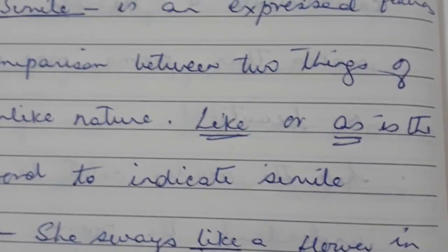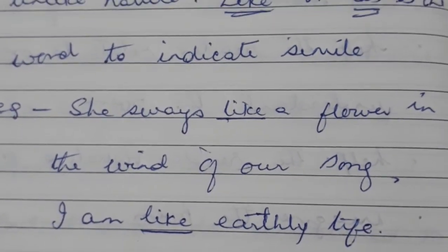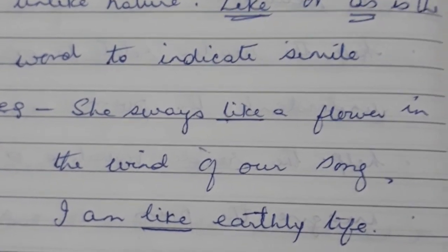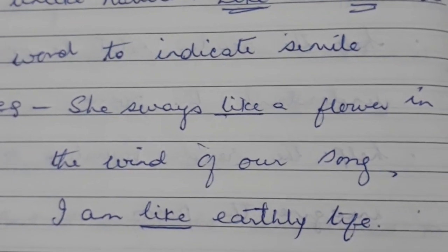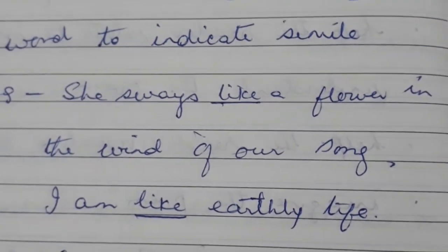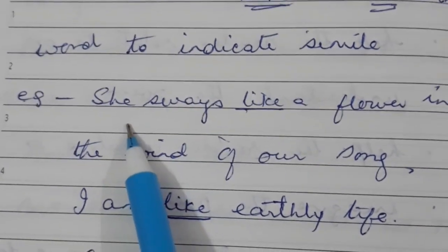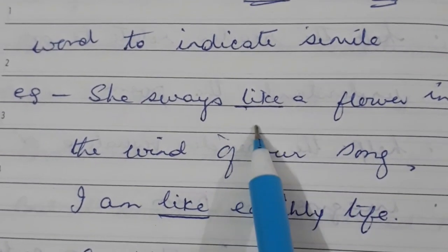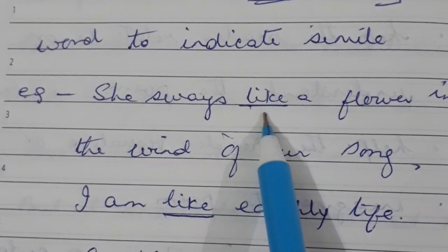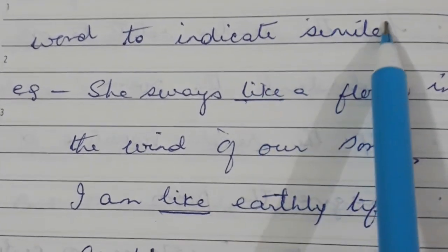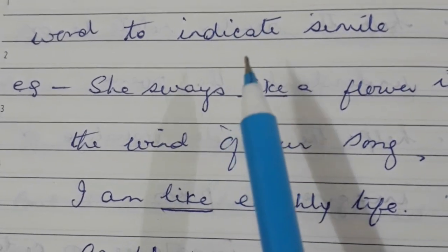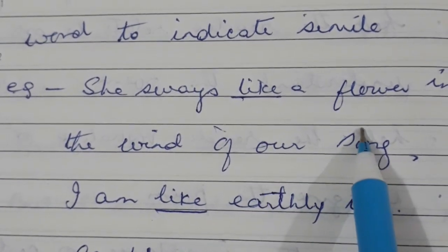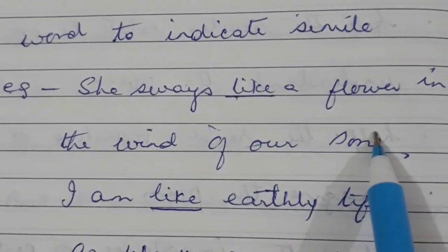Let's discuss simile. What is simile? Simile is an expressed comparison between two things of unlike nature. Like or as is the word to indicate simile. In the example it will be clear. You can see here, she sways like a flower in the wind of our song. So here the word like is used. Mostly like or as are used in simile to express the comparison between two things. So she sways like a flower. How does she sway? She sways like a flower.